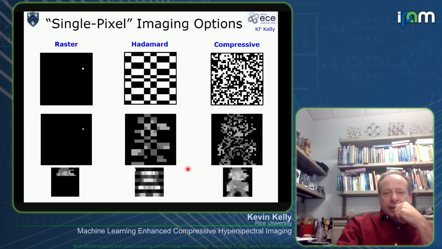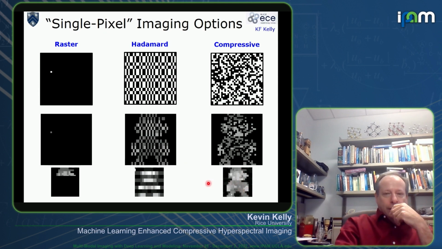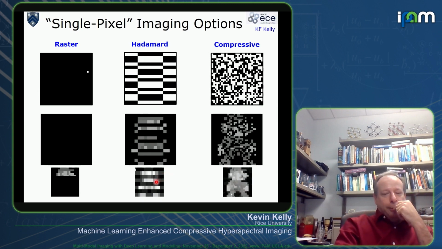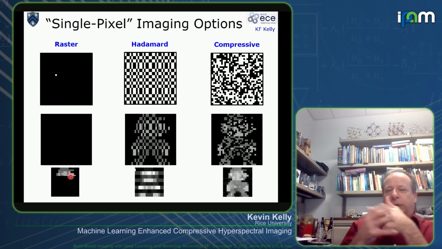And so basically at 25%, compressive sensing gives you this type of image, where the Hadamard gives you this type of image, and the raster scan leaves you with that. So compressive imaging is good. You need far fewer measurements.